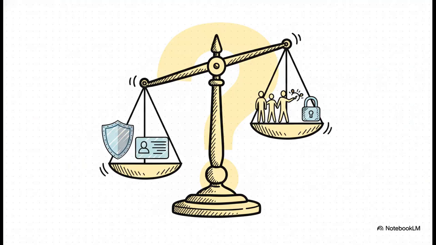And this is where it gets really tricky, because every solution creates its own little ethical dilemma. It's a constant balancing act. Like, okay, you could require a formal ID to prove who someone is. But what about vulnerable people who don't have one?